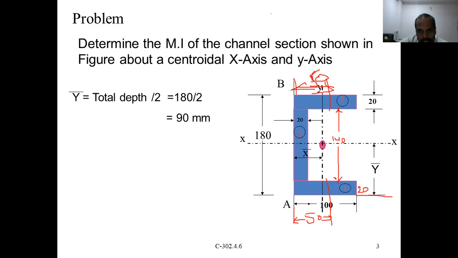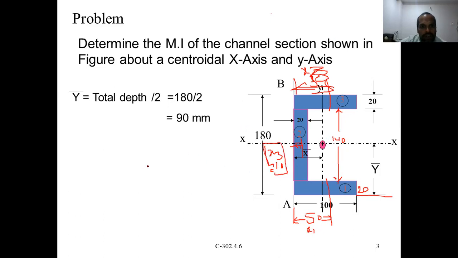But what about this one? This is x1, and this is x3. And what about x2? x2 is from here to here. How much is it? Again half of the dimension, because it is a rectangle whose centroid lies at the midpoint. The midpoint is 20 by 2, which means 10. So x1 is equal to 50, x3 is also 50, and x2 is equal to 10. Now you have the three values x1, x2, x3, and a1, a2, a3.